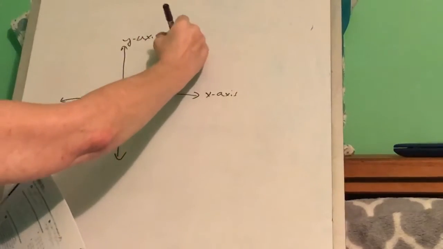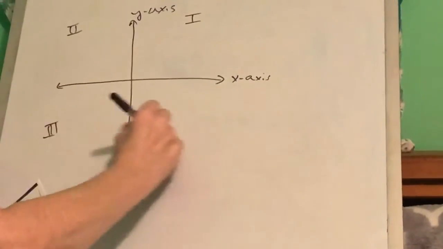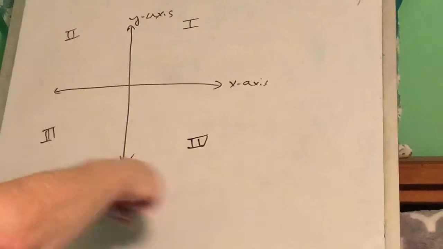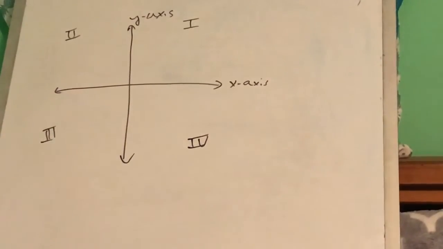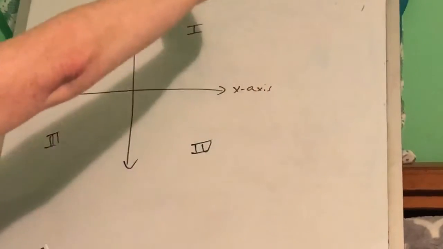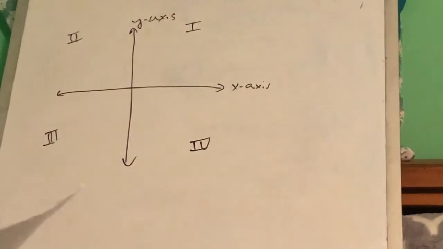We need to remember that my first quadrant is here. We're going over here for the second, down here for the third, and over here for the fourth. So it goes in a counterclockwise direction. It's going to be important to note that right and up are positive, left and down are negative.